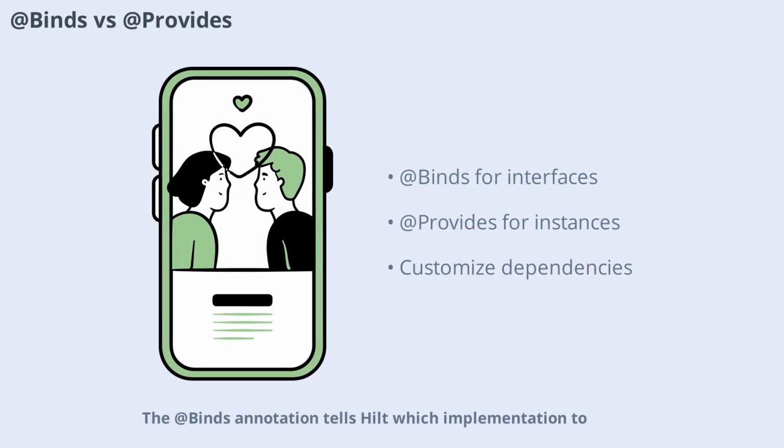The @Binds annotation tells Hilt which implementation to use when providing an instance of an interface. In contrast, @Provides is responsible for creating and returning instances of dependencies. Using @Provides gives you more control over how dependencies are created and allows for customization. Understanding the difference between @Binds and @Provides is key to managing interfaces and complex objects in Hilt.